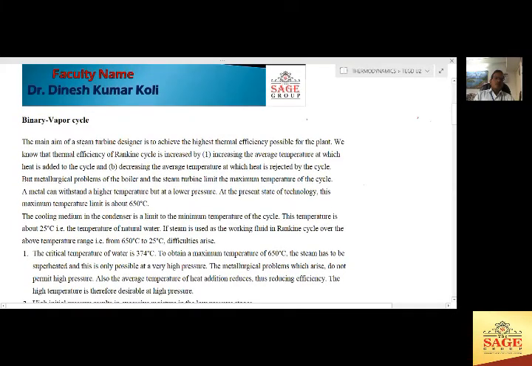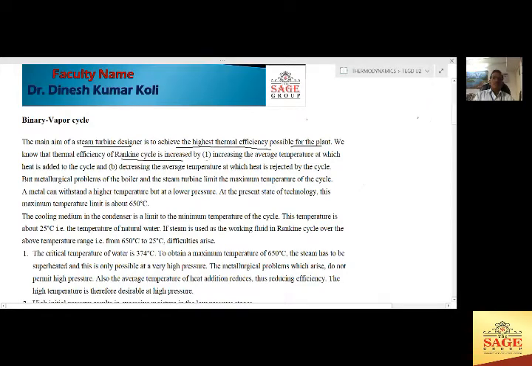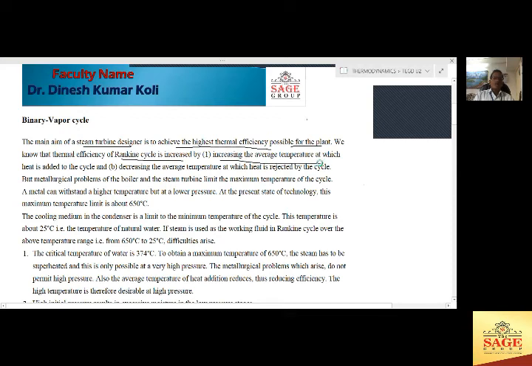The main aim of the steam turbine designer is to achieve the highest thermal efficiency possible for the plant. This is the objective. Now, we know that the thermal efficiency of the Rankine cycle can be increased, number one, by increasing the average temperature at which heat is added, and number two, by decreasing the average temperature at which heat is rejected by the cycle. But the metallurgical problems of the boiler and the steam turbine limit the maximum temperature of the cycle. A metal can withstand a higher temperature but only at a lower pressure.